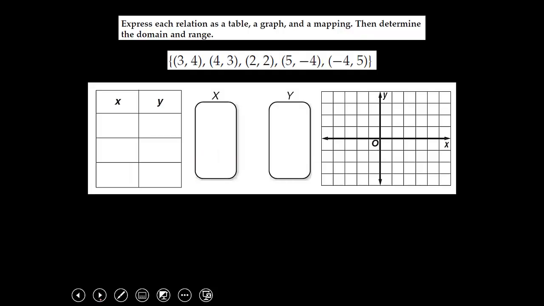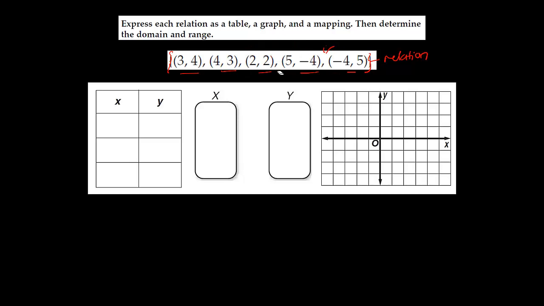Our first question says, express each relation as a table, a graph, a mapping, and determine the domain and the range. What's the difference between an ordered pair and a relation? Notice these curly brackets. These curly brackets refer to the relation. There are 1, 2, 3, 4, 5 ordered pairs inside this relation. In the brackets, you have the ordered pair. Each bracket represents one ordered pair. All of them together is a relation.